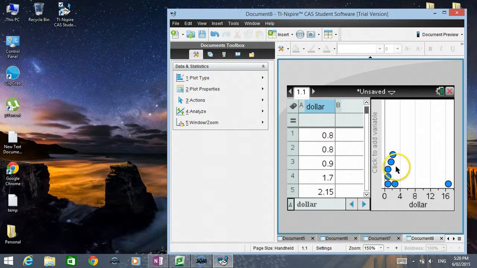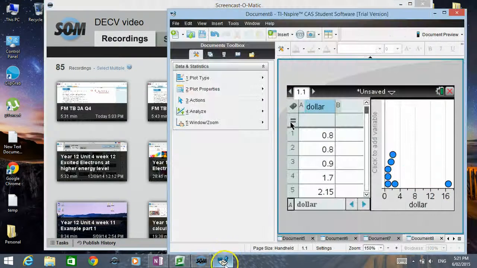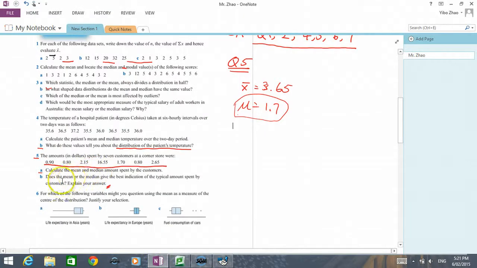So the mean is not really an accurate approximation of an average now, because we have an outlier. So in this case, the best indication of the typical amount will be the median instead of the mean. Okay. Now let's go to question 6.